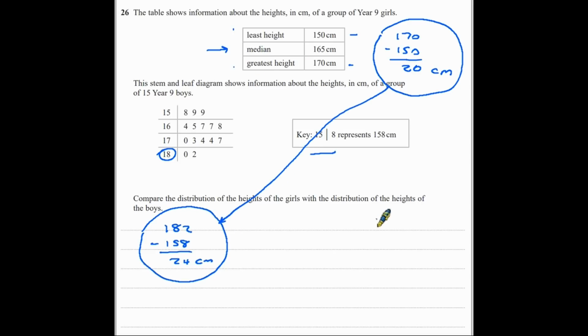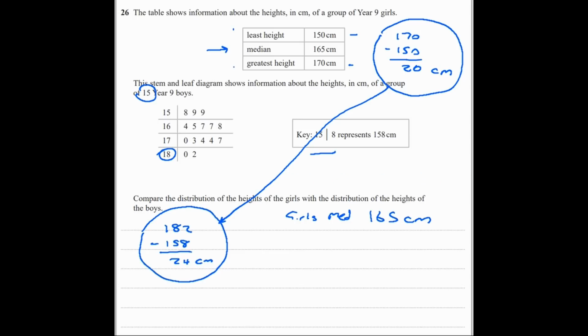Now let's have a look at median. We're given the median of the girls. The median is 165. So that's the girls. Median is 165 centimetres. Now the boys, we are told there are 15 of them. And indeed, if we count the numbers here, there are 15. They are also in order. 158, 159 and so on. So if there are 15 of them, if you were to write all their heights out in a line in order, the median one would be the middle one.